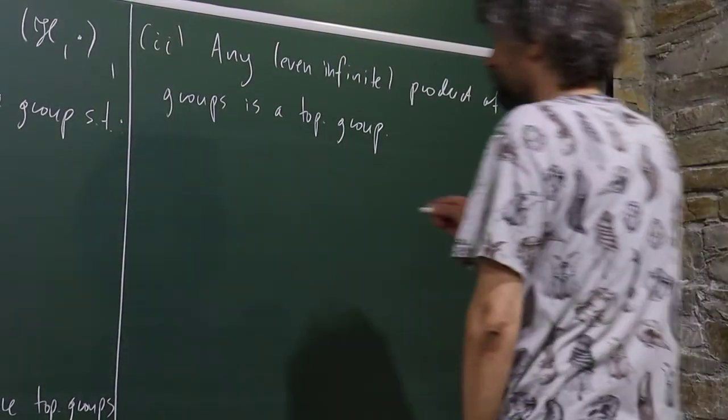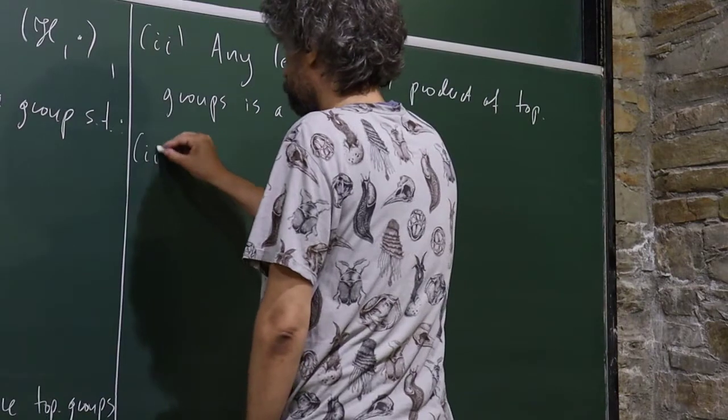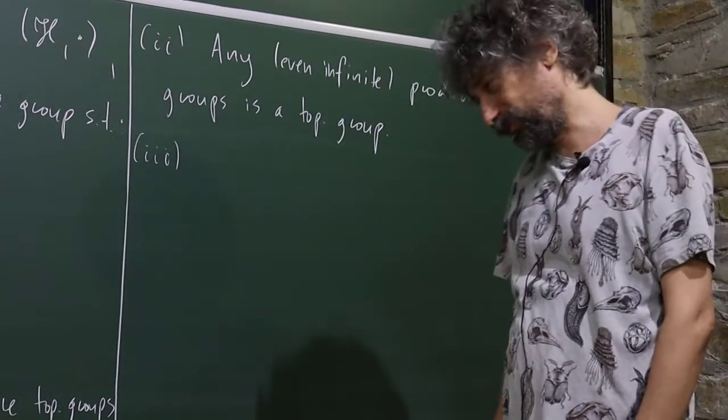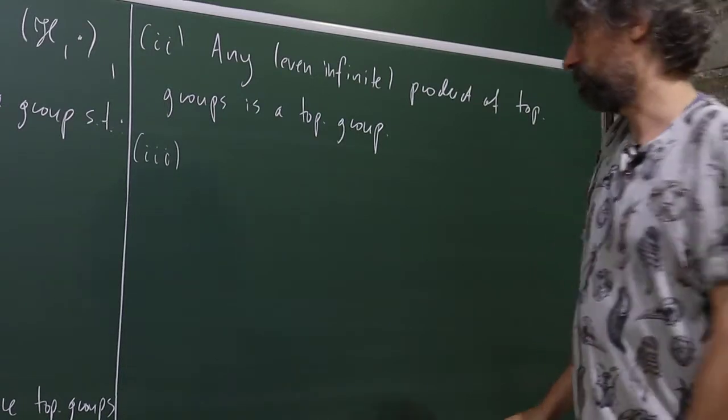And then any subgroup of a topological group is again a topological group with the subspace topology.